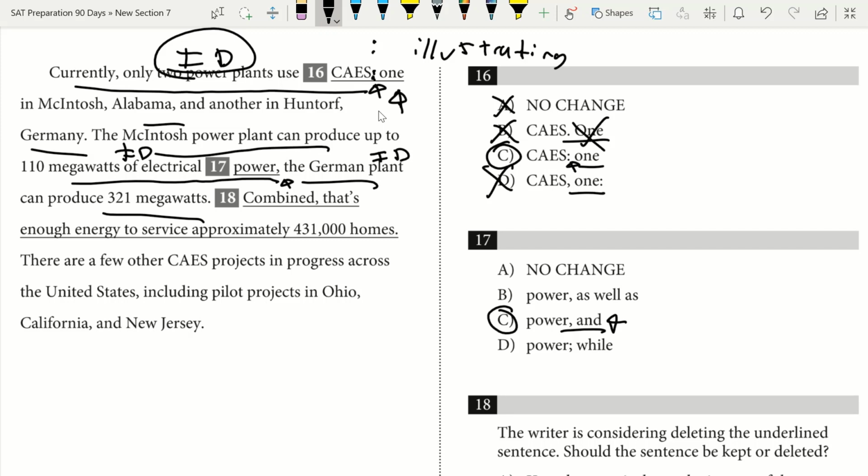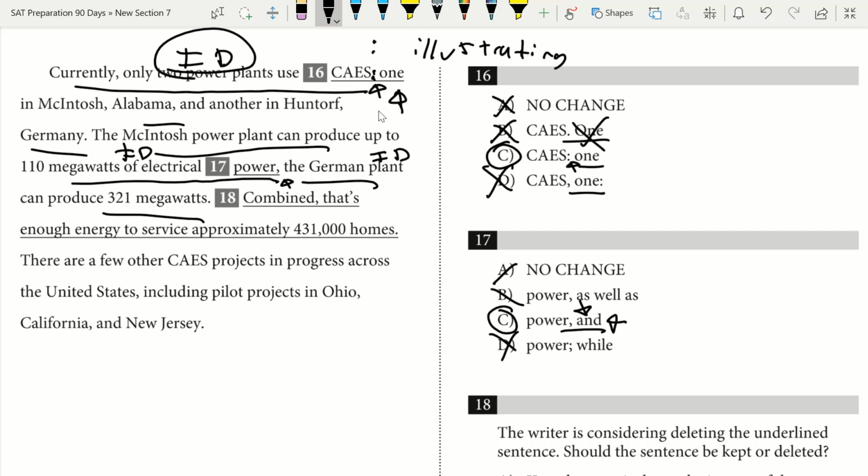The other thing that I want to look for then is if "and" properly connects them. Okay, so does it work? Well, I'm giving one example of producing power from a power plant, and then I'm also giving another. So "and" is a great option there, and it is our best option, and it's our only option because all the other options are wrong. So 17, our answer there is going to be C.